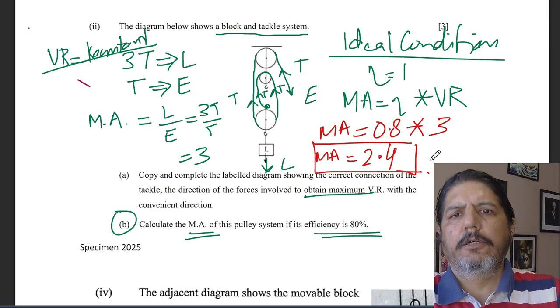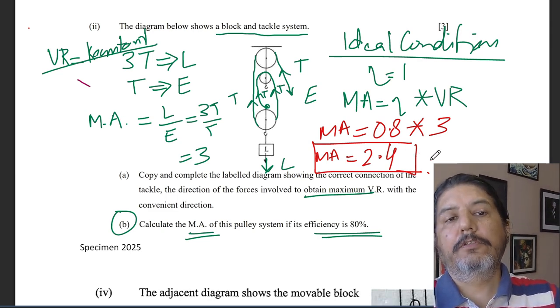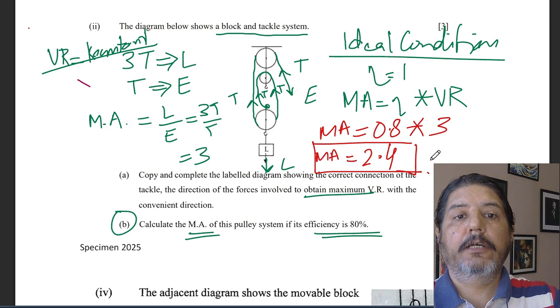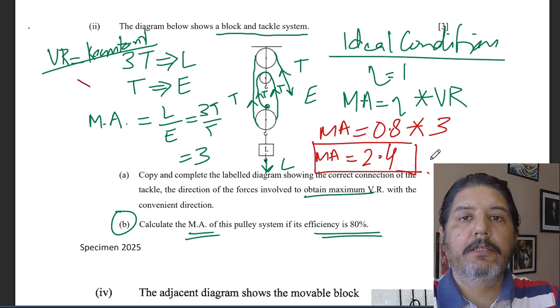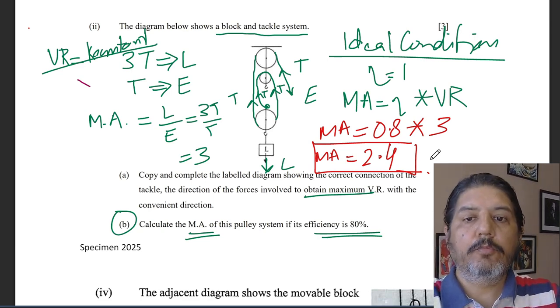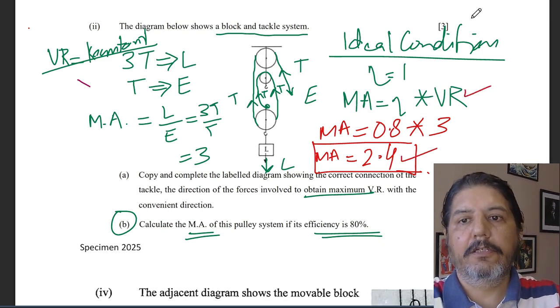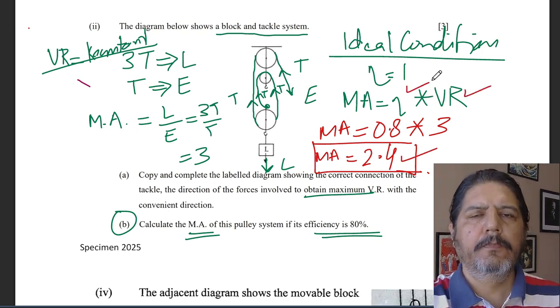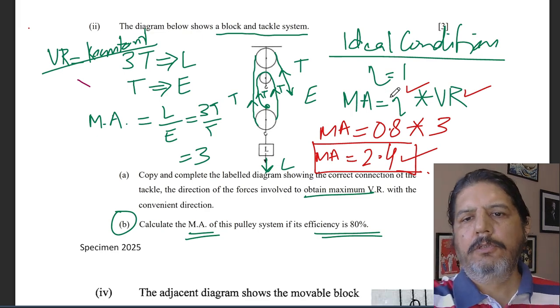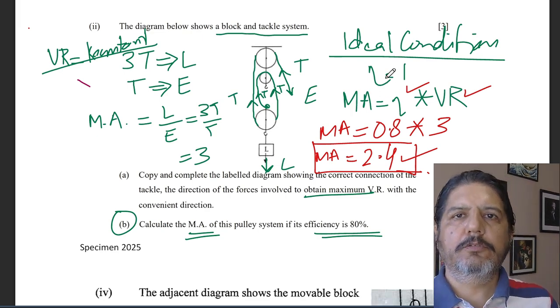Another thing that you should keep in mind is that velocity ratio, mechanical advantage, they are just ratios. They don't have any units. So don't put any unit here. They are just ratios. VR is a ratio. Mechanical advantage is a ratio. Efficiency, in a way, is also a ratio. So let's move to the next question.